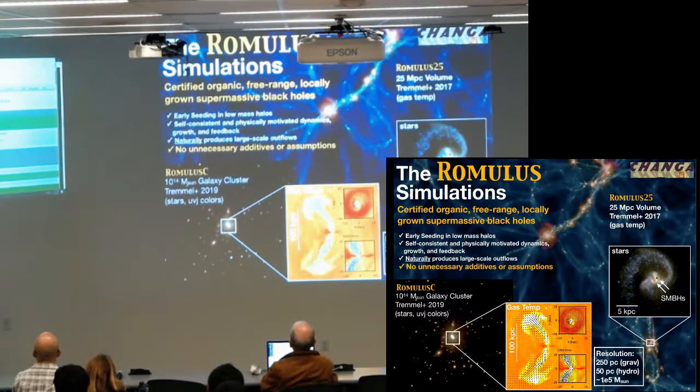And then the certified organic: these outflows that you see here are an organic part of the simulation. We put in the AGN energy isotropically, and it's the morphology of the galaxy that turns this into the bipolar outflow that you see here. Okay, I made that point.